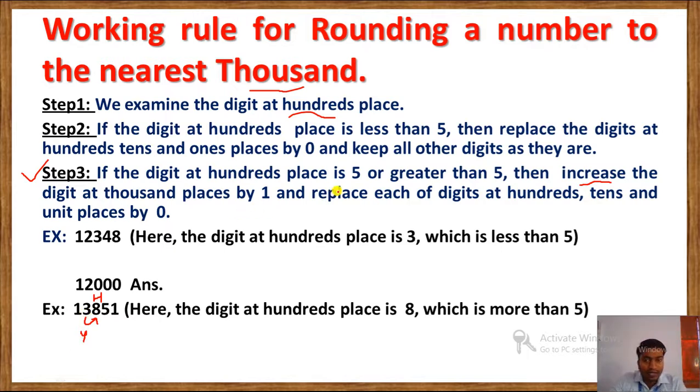Understood? And replace each digit at the hundreds, tens, and unit place by 0. That means here you give 0, here also, and here also. And this 1 will be as it is. Understood?